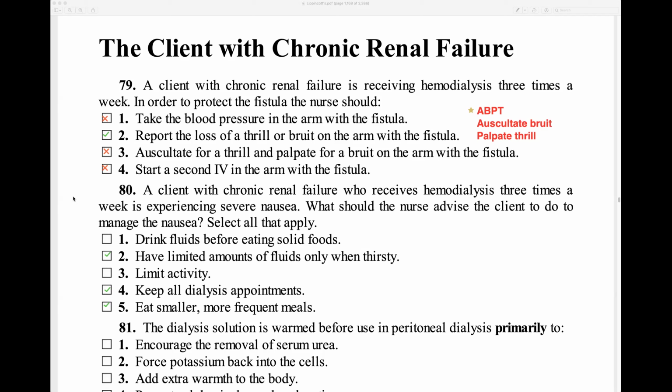Okay, some of the sickest patients I've ever seen are dialysis patients that have come in because they've missed dialysis a couple times and they were really sick and very critical. Because remember, if somebody needs dialysis, their kidneys don't work, so their potassium is high. High potassium can stop the heart. Okay. Eat smaller, more frequent meals. Yes, because when you eat very big, large meals, that can make you more nauseous versus if you eat something small that might reduce the nausea.